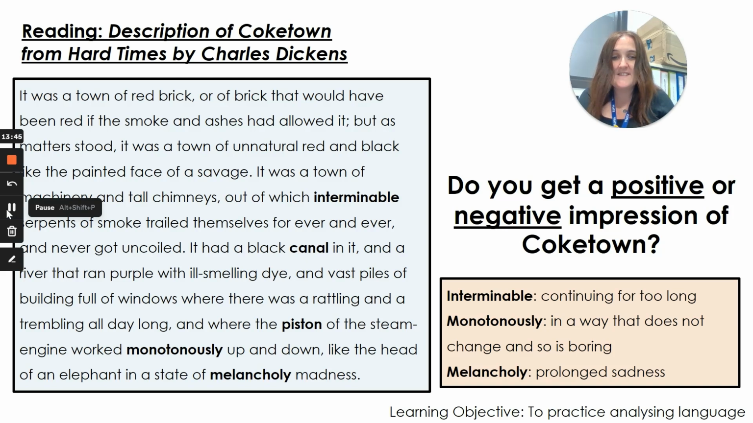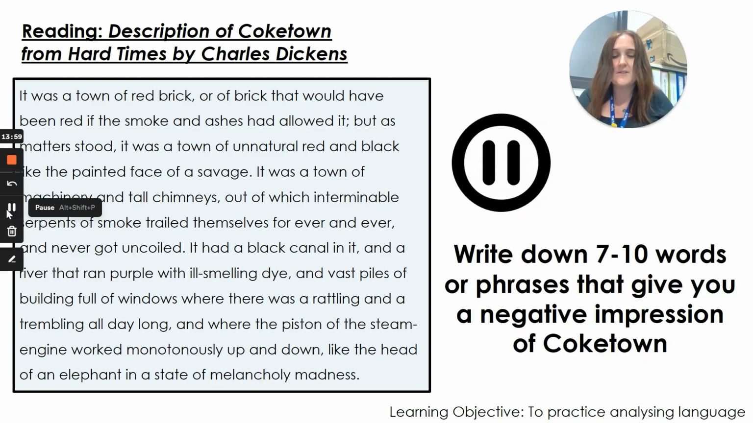For me, I get a negative impression of Coketown. It does not sound like a place where I would like to live. We're going to start to think about how the language used creates this negative impression. The first thing I would like you to do is write down 7 to 10 words or phrases that give you a negative impression of Coketown. Pause now and write down, I think you can all get 10. Aim for 10 words or phrases that give you a negative impression of Coketown.